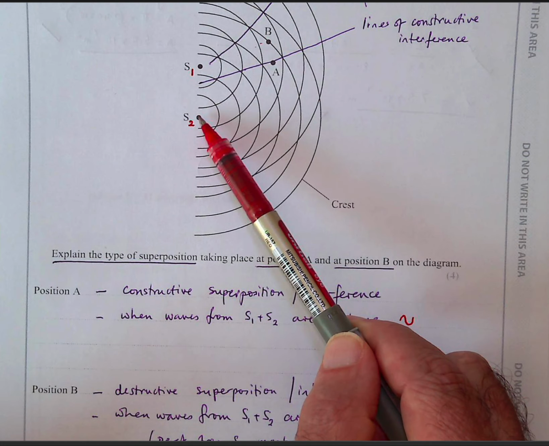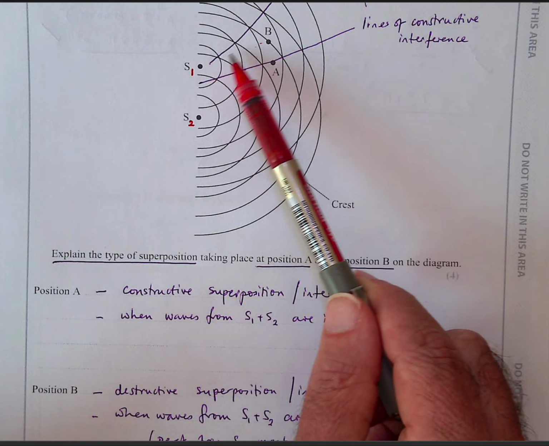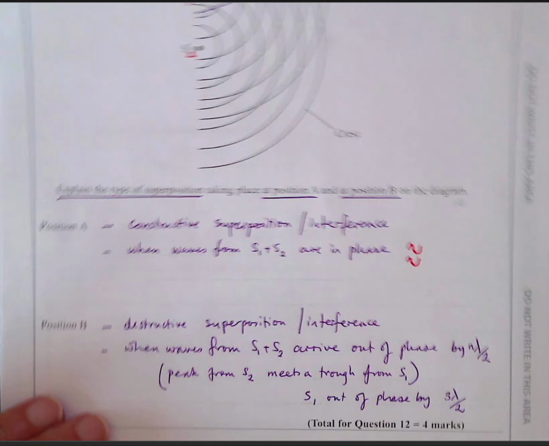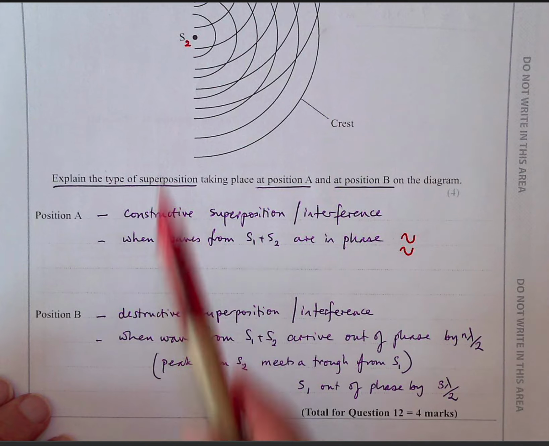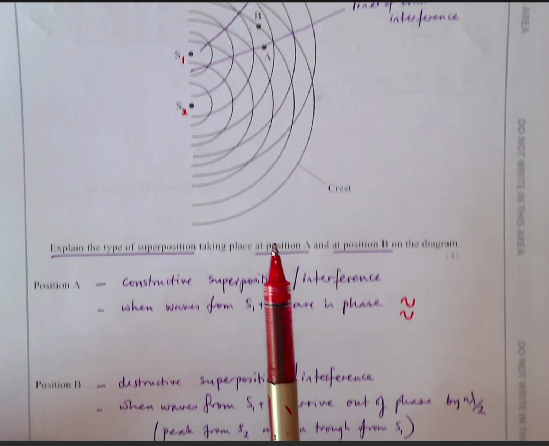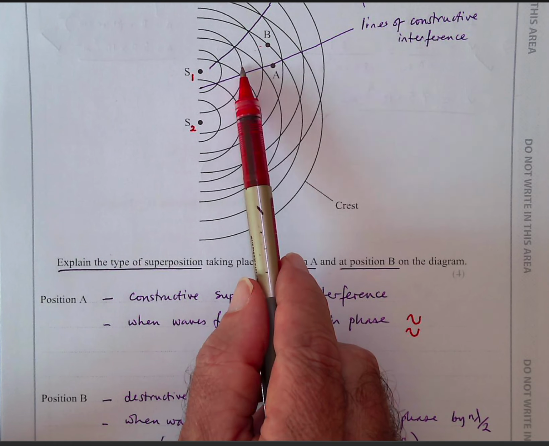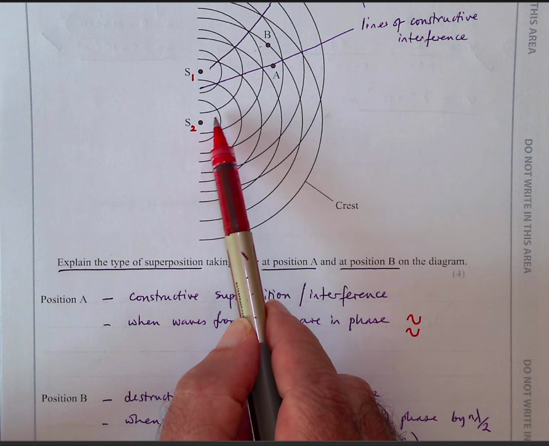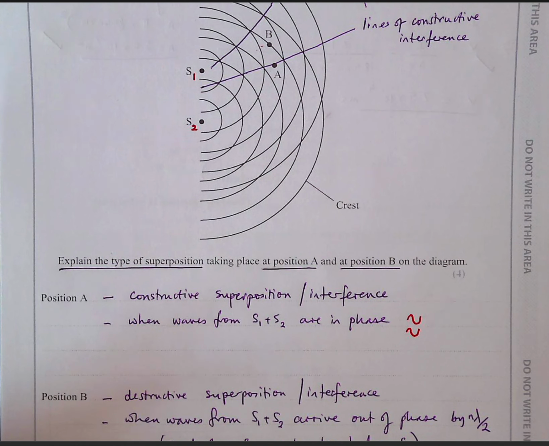That means this one reaches there as a peak, and this wave comes here as a trough, so they're going to be destructively interfering, and that's what the words say. Okay? Hope that makes sense to you. Whereas if you look at S1 and S2 for A, let's just do that. 1, 2, 3.5 waves from S1 to A, and from S2, 1, 2, 3, 4.5 waves. So they're in phase. Okay?